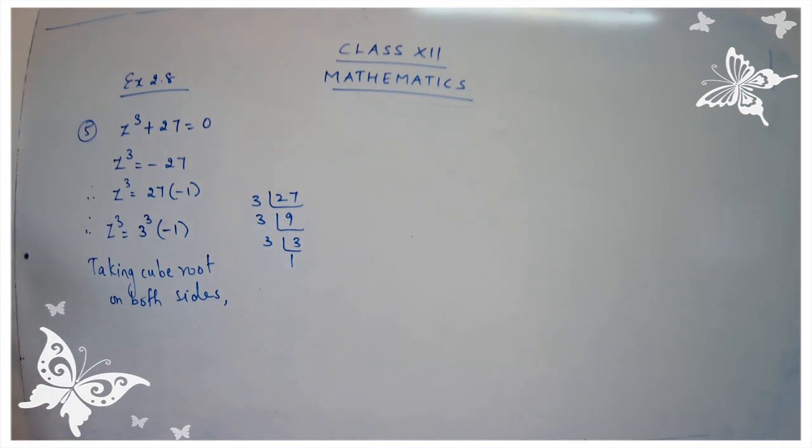I hope you people are continuing the sum children. Just write down neatly. So once we take cube root on both sides, what happens? The cube root and the cube get cancelled.